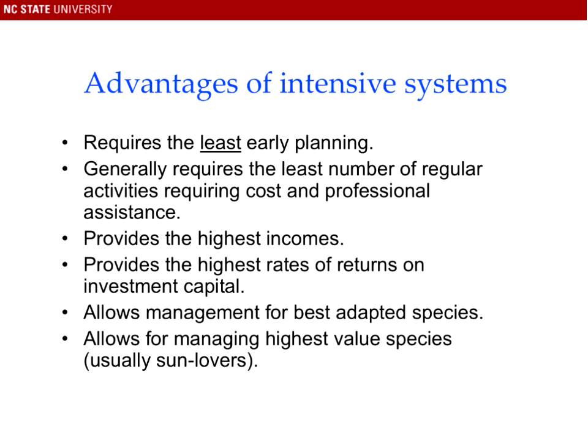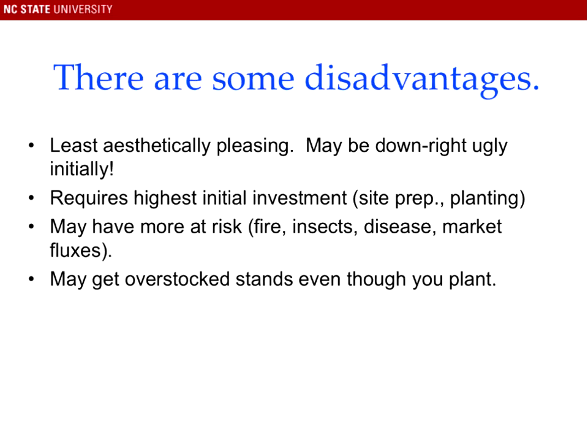They very often allow for the management of the best adapted species because they allow for managing the highest value species, which are usually the sun lovers. So if income is the goal, making the maximum rate of return on the money spent out of pocket for forestry, it's often going to be the more intensive systems, and it's why, for instance, forest industry uses almost only intensive systems. There are some disadvantages to intensive systems. They're the least aesthetically pleasing. They may be downright ugly initially.